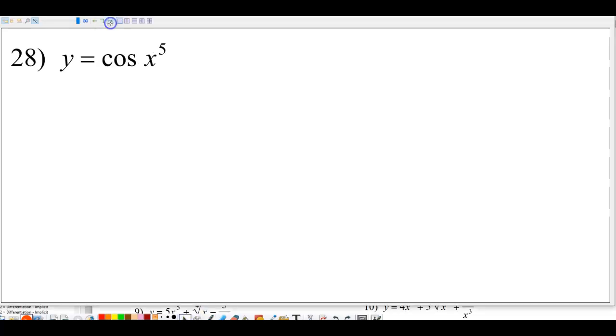Let's move on to number 28. One more trig function. I leave the rest for you guys. If you want to practice more trig functions, try the odd ones.